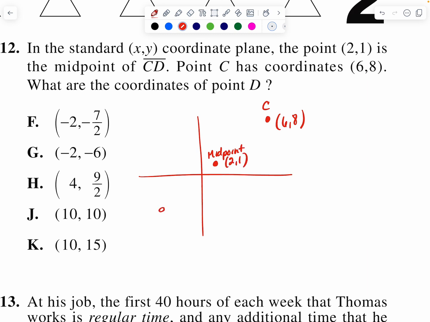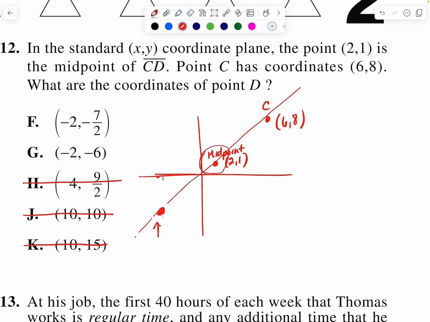Then obviously my other point has to be somewhere down here, because we're imagining that we have a line and this is the midpoint, the middle. So my other point has to be here. If I look at that, it is negative and negative. I would need a negative x, and in order to go down, a negative y. So I can automatically cross out the answer choices that are positive. Now I honestly have a 50-50 shot of getting this question correct, even if I just guess.